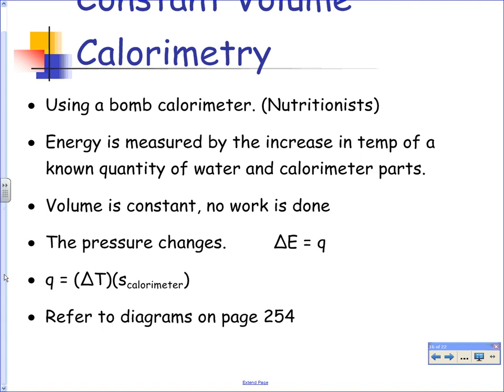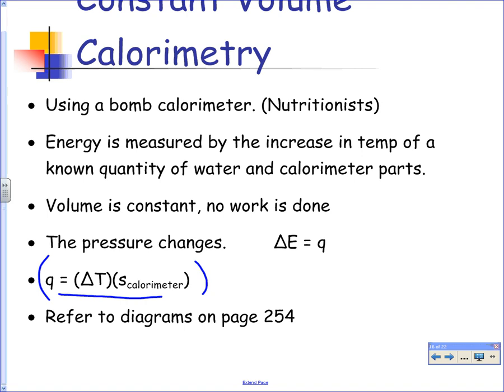The volume is constant. No work is done. The pressure does change. Here's the formula for bomb calorimetry. The heat equals the change in temperature times the specific heat of the calorimeter, and that's a value that will have to be given to you. Notice that the constant volume calorimetry equation is different than the constant pressure. In this particular problem, there's no mass, so that doesn't matter in determining the heat.